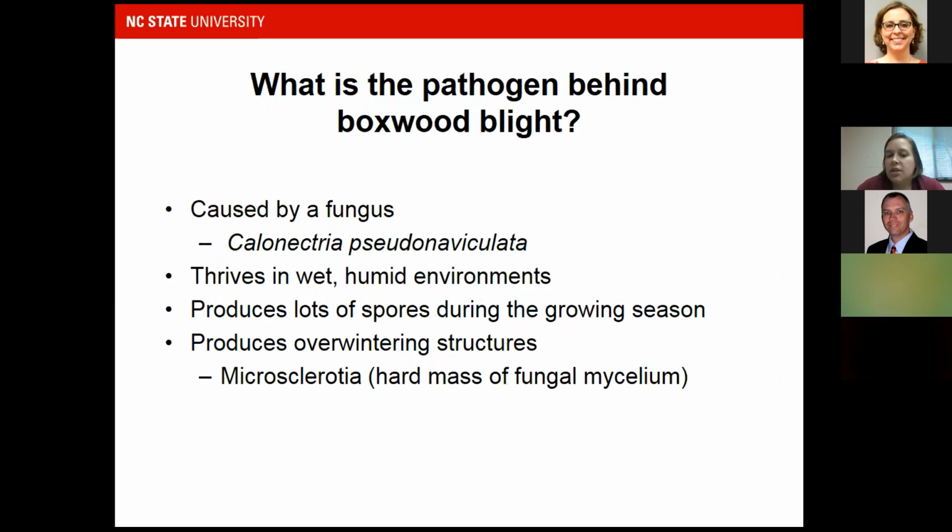So what is the pathogen behind boxwood blight? It is caused by a fungus, Calonectria. It thrives in wet, humid environments. It produces lots and lots of spores during one growing season, and it can also overwinter. It produces structures called microsclerotia, which are hard masses of fungal mycelium, and those can survive for quite a while and will hang out in the soil.